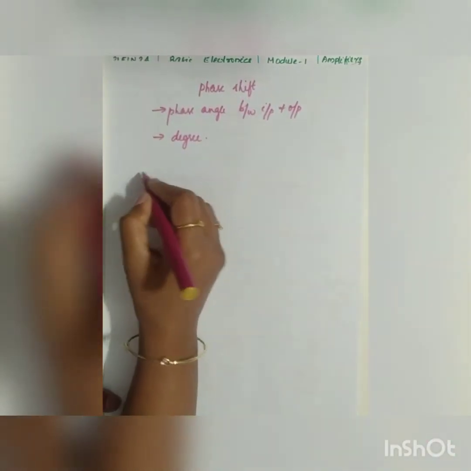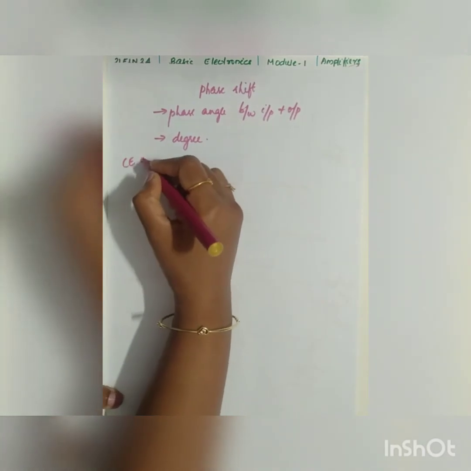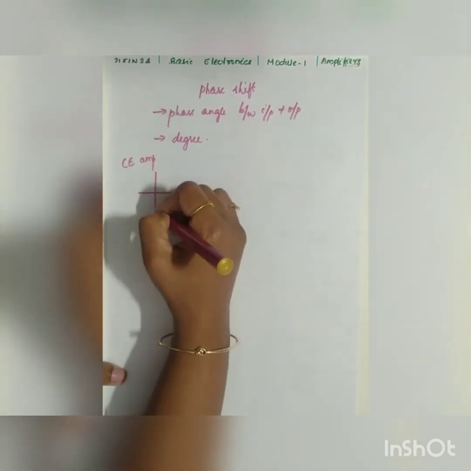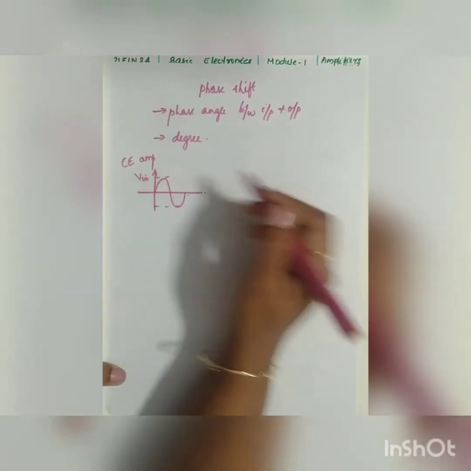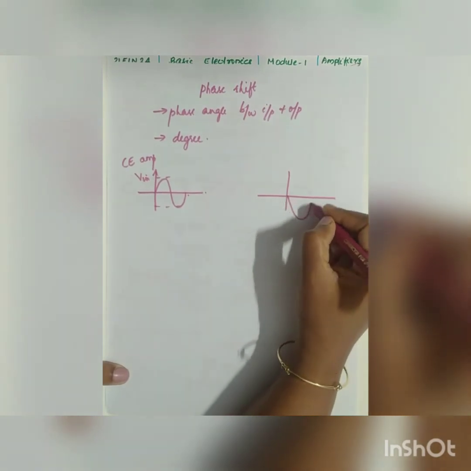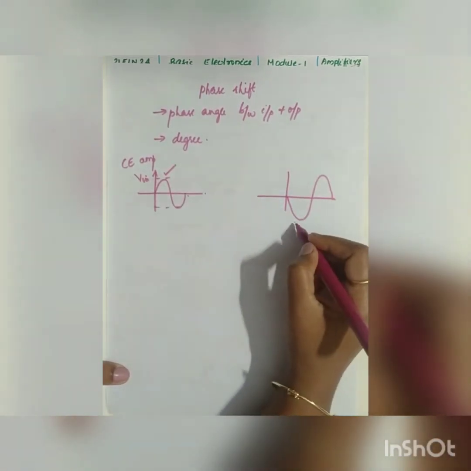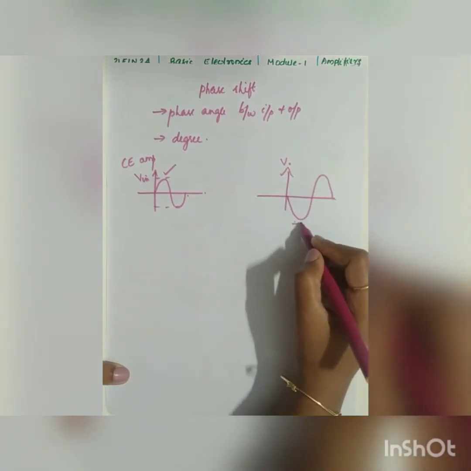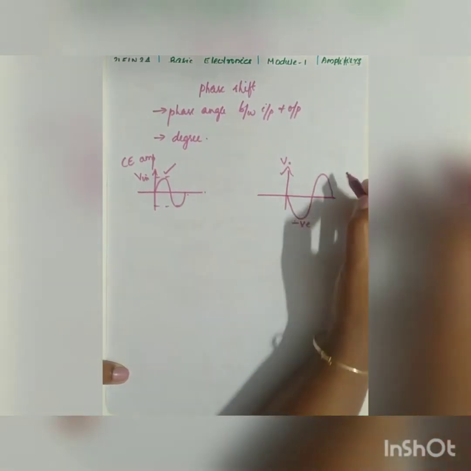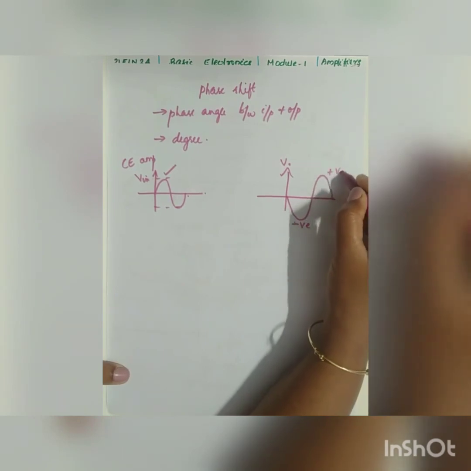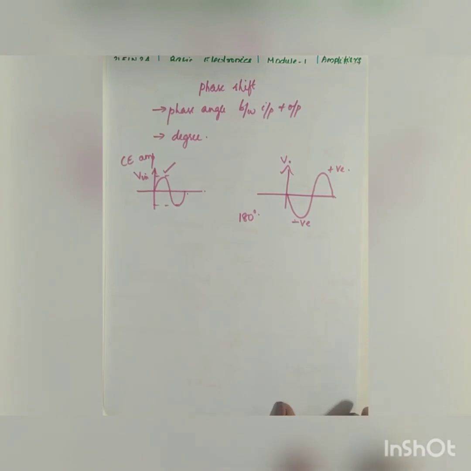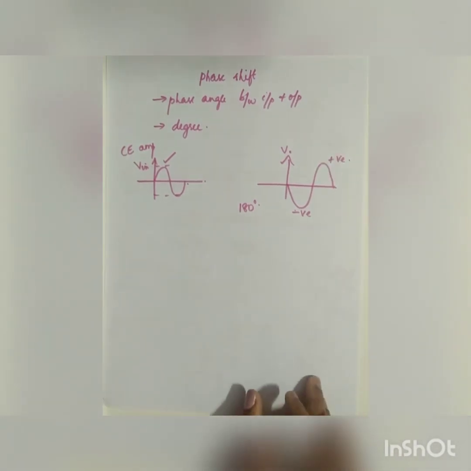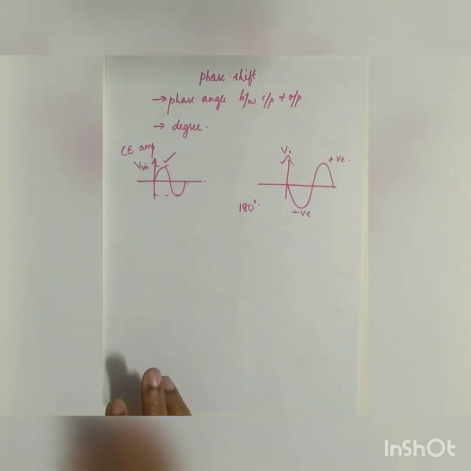Now for example, if I take a CE amplifier, your input will be a sinusoidal signal, V in. Now your output will have a 180 degree phase shift. It means whenever the input is positive, your output will be negative, and whenever the input half cycle is negative, your output will be positive. So you normally have a 180 degree phase shift between the input and the output waves. That is called your phase shift, the change in the phase or the angle by which the input and the output differ.